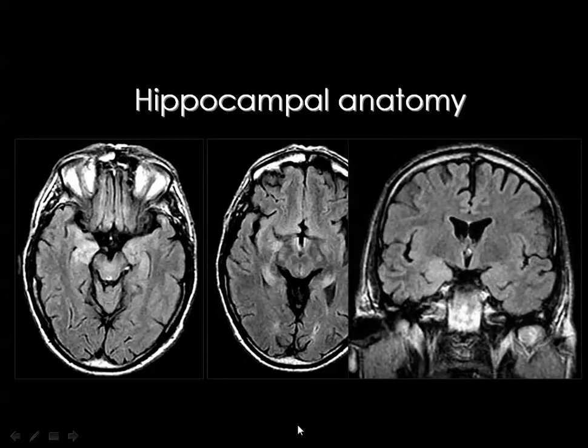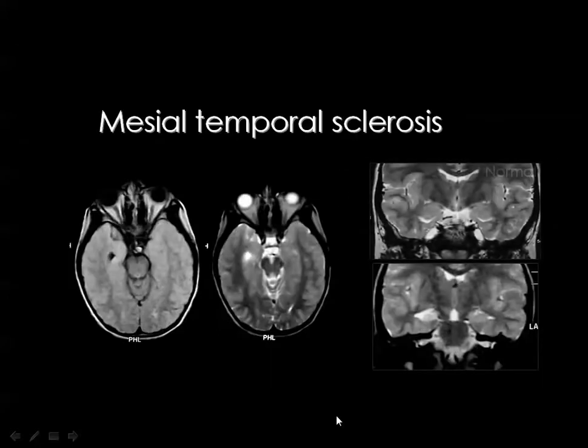Then look at the coronal image, and this is the region of the hippocampus on the right side, and this is the region of the hippocampus on the left side. The diagnosis of mesial temporal sclerosis is based on a change in the signal of the hippocampus or a change in the volume of the hippocampus, or both, a change in the signal and a change in the volume.